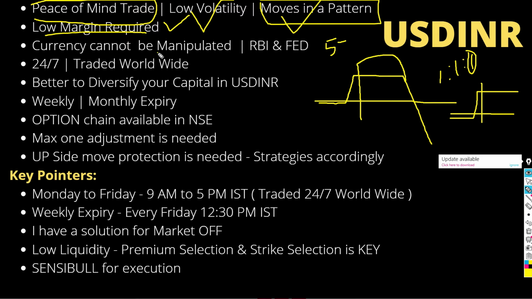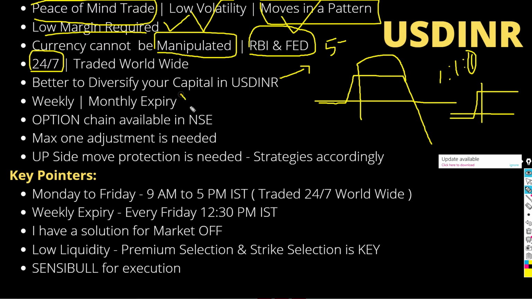Right? Currency cannot be manipulated. This is one of the very, very important takeaways, because at the end of the day your RBI and Fed are there. This is not like Nifty or Bank Nifty, wherein things might be manipulated. 24/7, I'm not sure, this can be plus or minus for us, but we have to deal with it. We cannot change the rules, right? If you want it, you have to deal with it. Traded worldwide. Better to diversify your capital into USD/INR, which I'm planning to do.